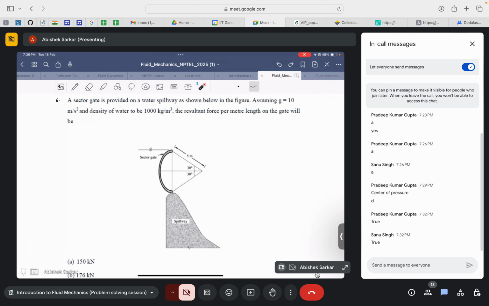horizontal force. Then the vertical force would be to find the volume of fluid that would have been held by this portion of the geometry. Okay, that's a bit more challenging. So that's where you need to find the area of this particular sector, minus the area of this triangle.